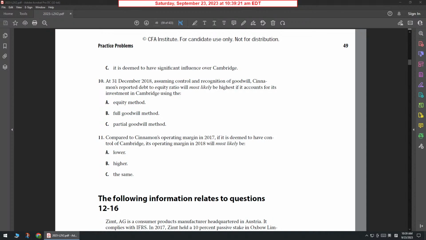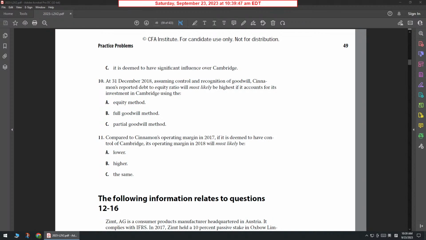Operating margin in 2018, if it is deemed to have control. Well, now we do have to do some work here. Operating income 126 divided by 1400, you'll get 9%. So let's find out if it's higher or lower. Here we'll take the 142 and we must add the 88. So our numerator is 230 and our denominator will be 1575 plus 1100, which is 2675.